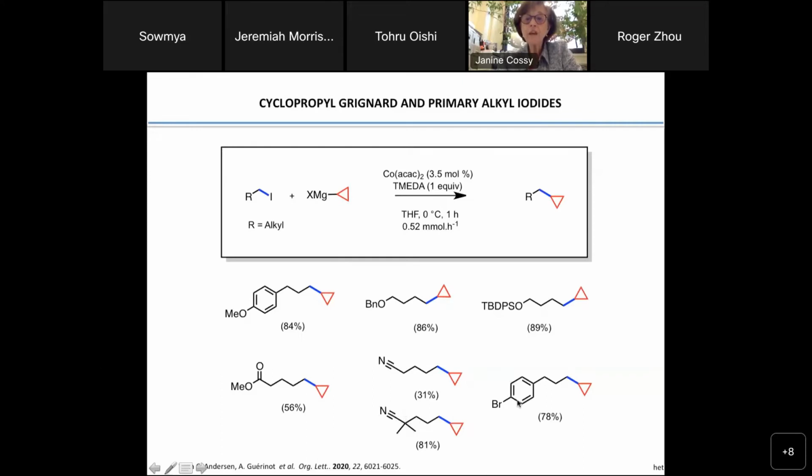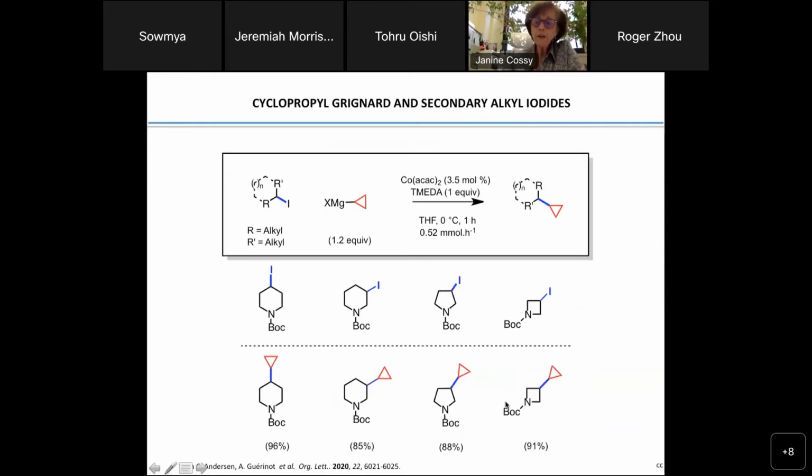You can introduce, for example, a side chain with an aromatic group with a bromide. And you can see that the reaction is chemoselective. The yield in this compound is 78%. Of course, you can do other coupling reactions as you have a bromide, which is present at this position. You can also introduce this cyclopropane on heterocyclic compounds, such as, for example, if you are using this iodopiperidine, you can have the piperidine with a cyclopropane at the 4th position. The yield is pretty good also.